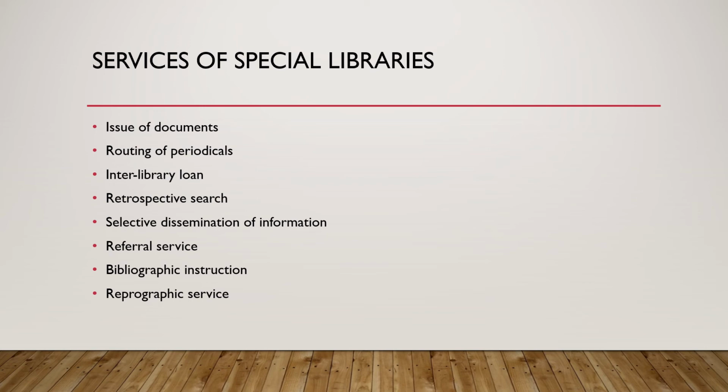Services of special libraries. The first one is the issue of documents via a method of reproduction, because in special libraries you cannot take the document home, so you have to reproduce it. Second one is the routing of publication. Interlibrary loans, in which two libraries are loaning materials. And we also have the retrospective search, which is done for the verification of facts and reference.